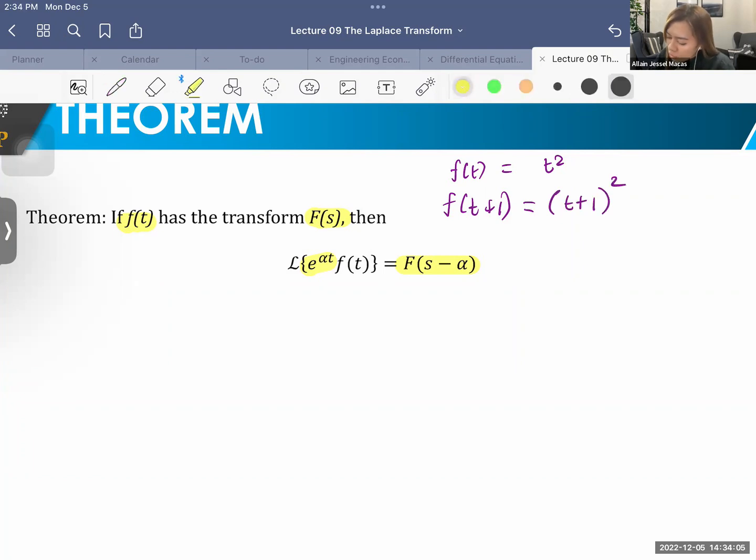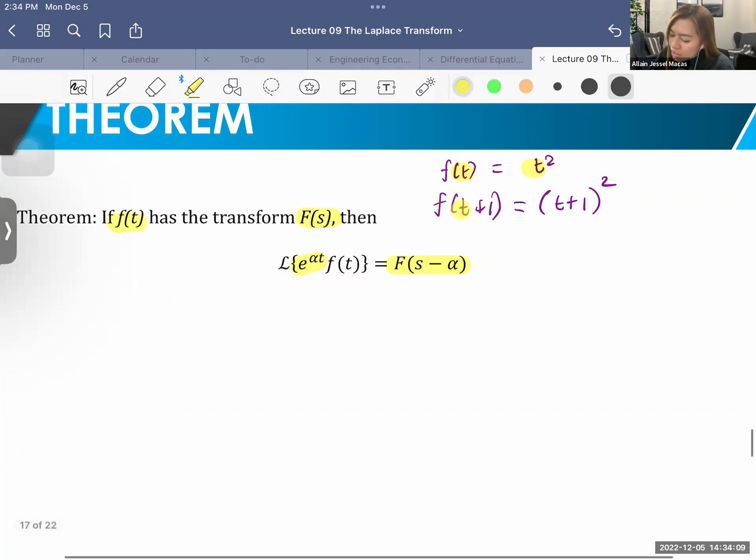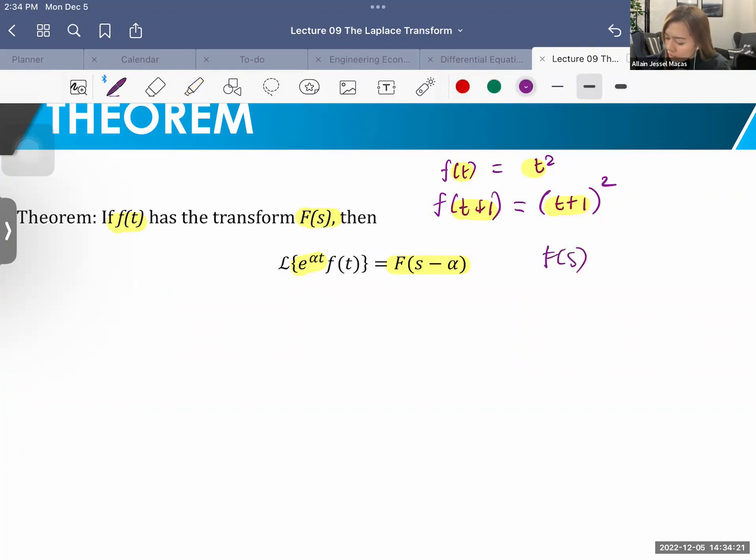That's how it is, class. It just means that whatever your t was, which was t squared, now you make it t plus 1 instead of t. Meaning, every independent variable is replaced by t plus 1. That means, class, once we get F of s for f of t with the exponential function, all we have to do is substitute s with s minus alpha. That's the idea of multiplying f of t with the exponential function. But we'll prove it. Okay?